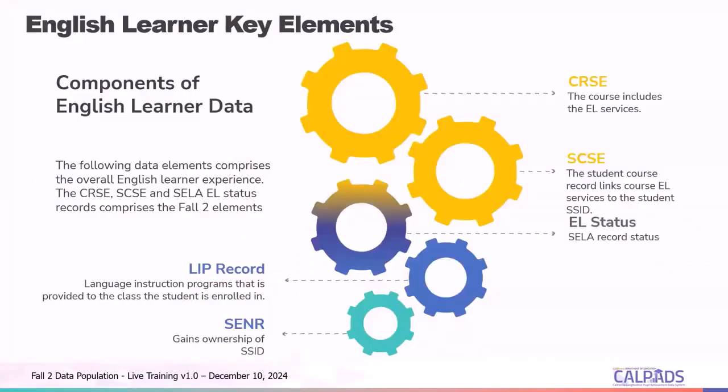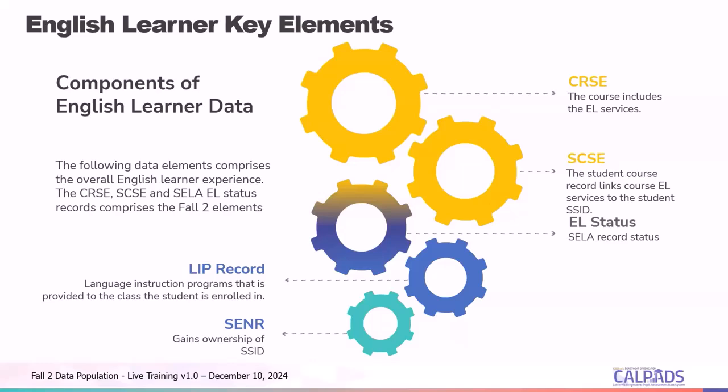To report English Learner Services for a student, 3 steps must be completed. And the first step is to report a student as an English learner in the Student English Language Acquisition or SELA records in Fall 1. So that should be completed already by the time you get to the Fall 2 submission. And that is the first step in reporting English Learner Services for a student, is to report the student as an English learner in a SELA record in CALPADS.